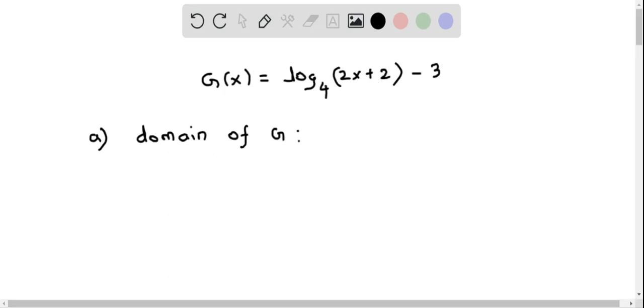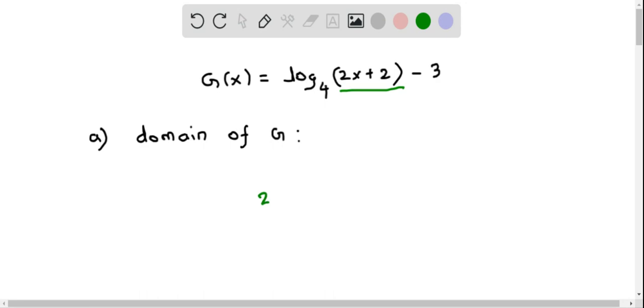To determine the domain of G, we utilize the concept of logarithms. That is, the logarithm of a positive number is defined and the logarithm of a negative number is undefined. So therefore, we say that this expression must be positive.